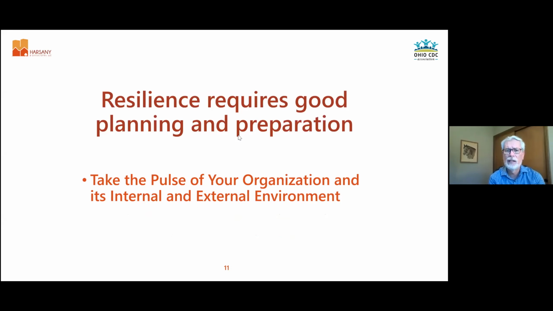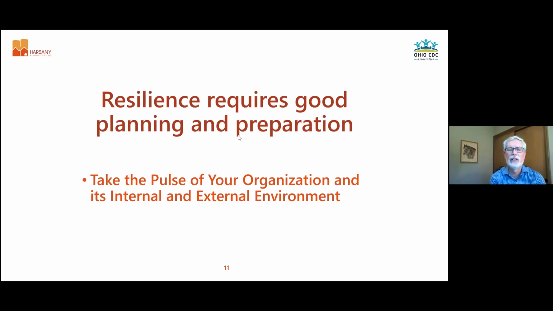However, crises can come in a variety of forms. You must understand your vulnerabilities in order to be able to address them. This requires a good assessment of both your organization and its internal and external environment. It is important to have the right people involved in the planning process, and the planning team should include people from a cross-section of your organization.